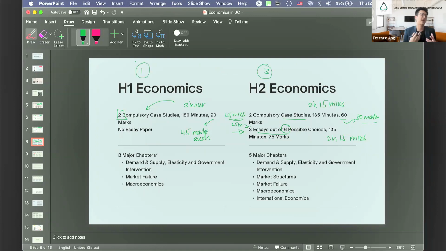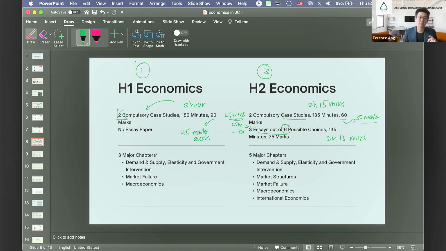And the whole point of doing a H1 is, you see, it's supposed to be worth less than the H2, right? In terms of a rank point system when you're applying to university. So the whole idea here is that if you want to be doing a H1, you want to do something that's truly manageable. You want to do something that's truly easy, right?